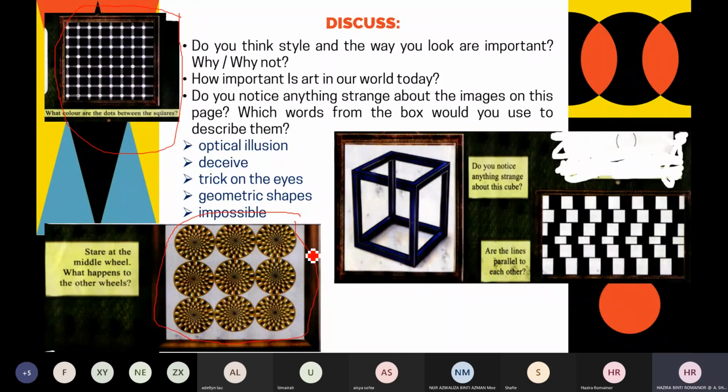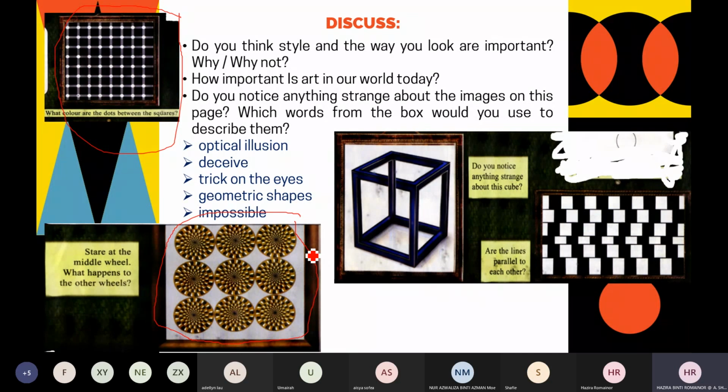By right, if you stare at the middle wheel, bila awak tengok dekat wheel yang tengah-tengah tu, the other wheels look as if they are rotating. Wheel yang lain tu kelihatan macam dia berpusing. Next one.